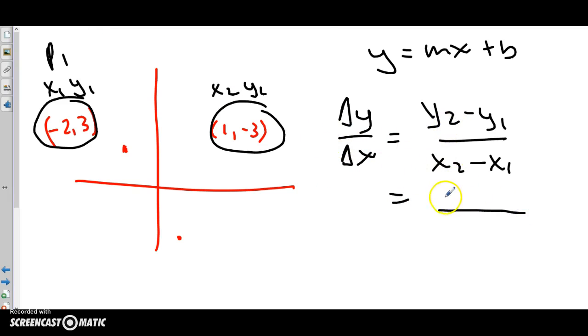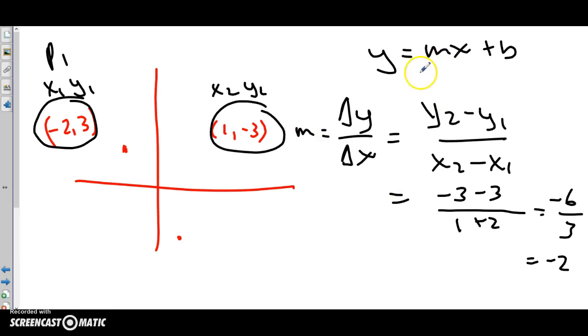So pretend none of that ever happened before. Let's go y2, which is minus 3, subtract y1. Y1 is 3, so that's subtract 3. And then on the bottom here, I have x2, which is 1, subtract x1, which is the minus 2, which is plus 2. So let's figure out what happens here. Minus 3 minus 3 is minus 6. 1 plus 2 is 3. So now I have minus 6 over 3, which is negative 2 as my cleaned up version. So there is my slope. That's m. So now I know that this is negative 2, so I have negative 2x plus b.